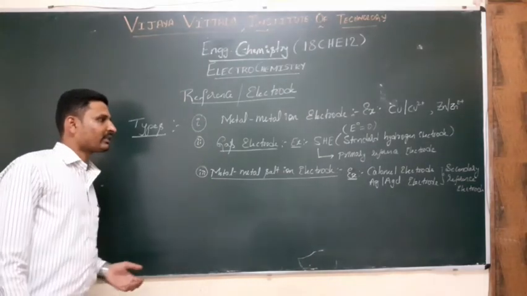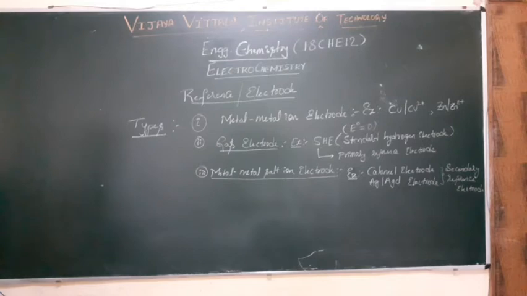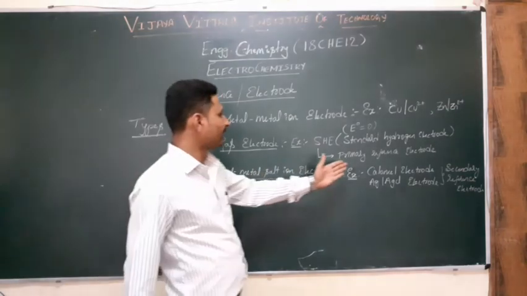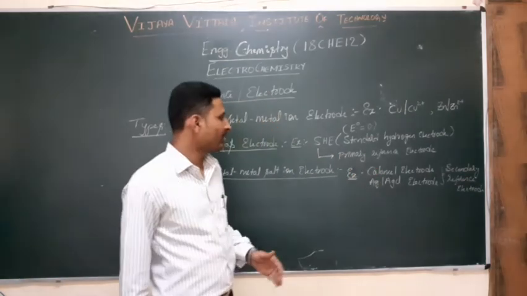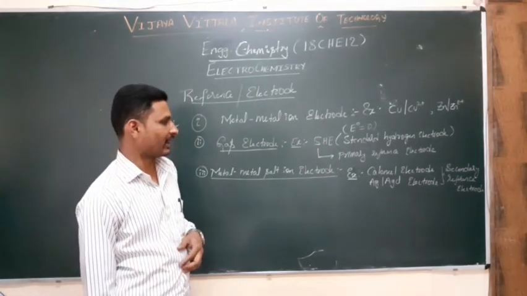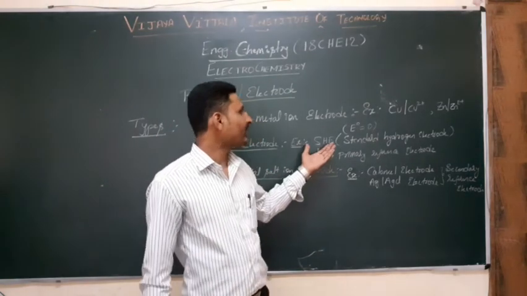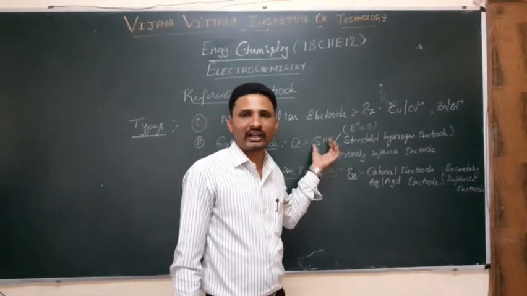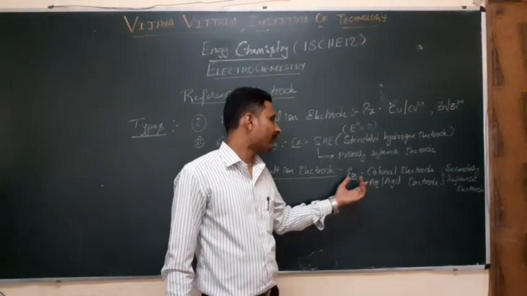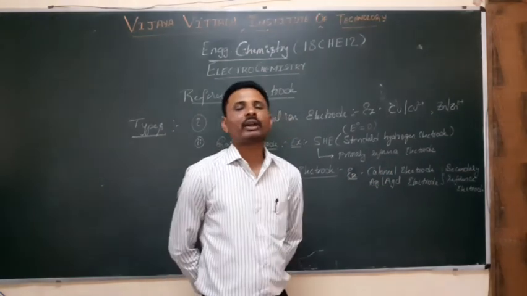How is this calomel electrode constructed? We will see later. These electrodes have an electrode potential with respect to the SHE, the standard hydrogen electrode. Just remember, the primary reference electrode is the standard hydrogen electrode, and the secondary reference electrodes are the calomel electrode and the silver chloride electrode.